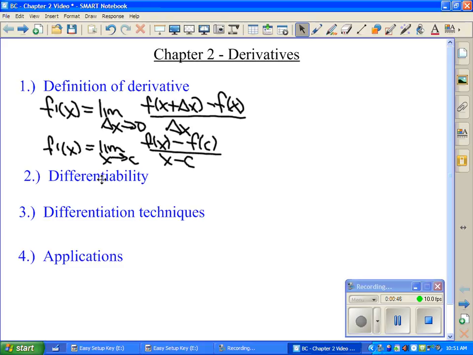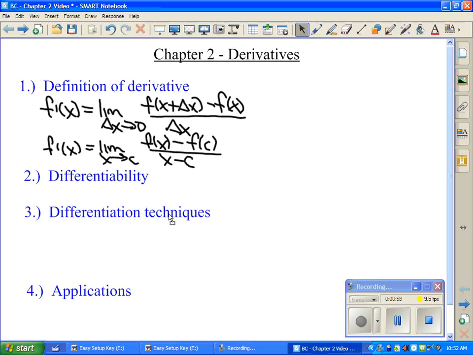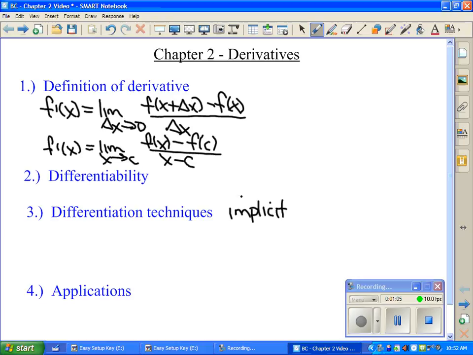We talked about differentiability. If it was at a specific point, we had to make sure the function was continuous at that point, and the derivative was also continuous at that point as well. Our different differentiation techniques: we had our standard power, product, and quotient rule, but we also talked about implicit, chain rule, parametric, and polar. And then we had our different types of application questions also in chapter 2.